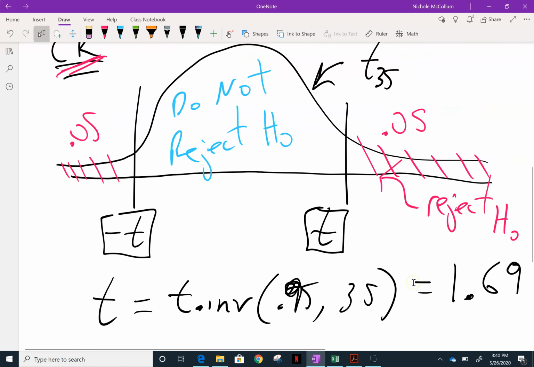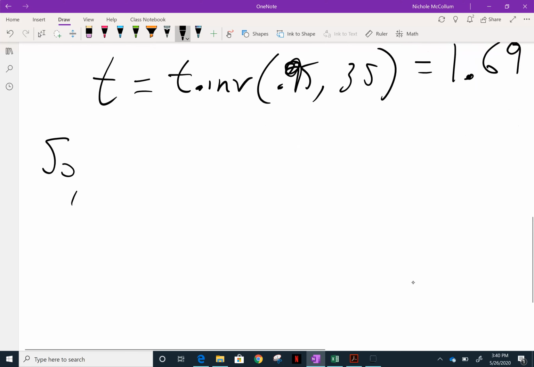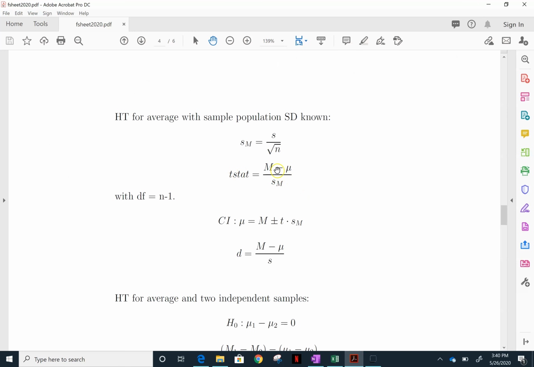So now I have my critical values. Now it comes down to, what is your test statistic? What is your actual test statistic? Well, the test statistic by our formula sheet is right here.